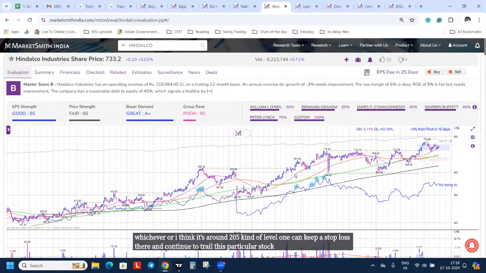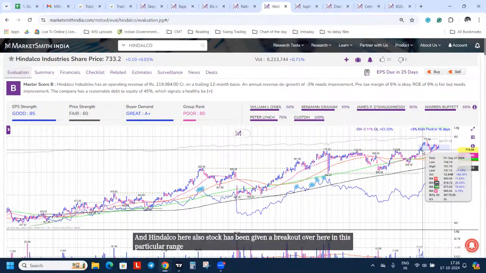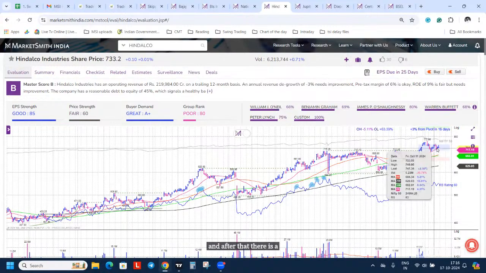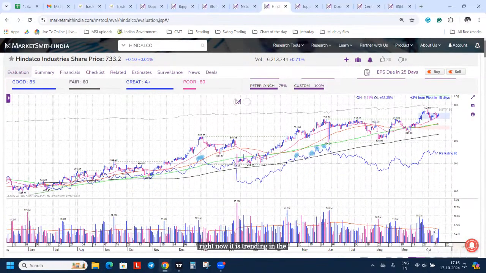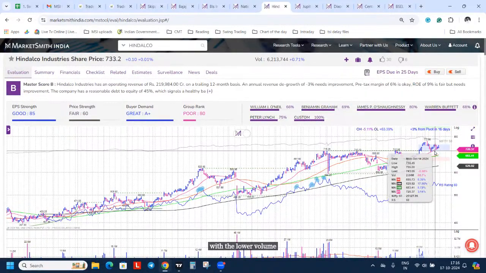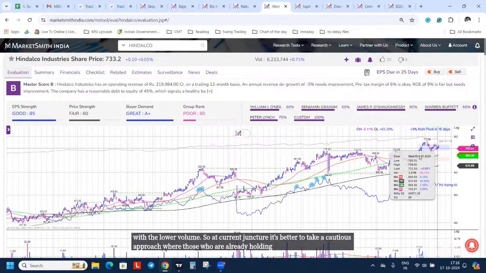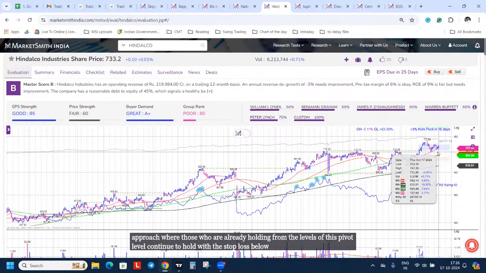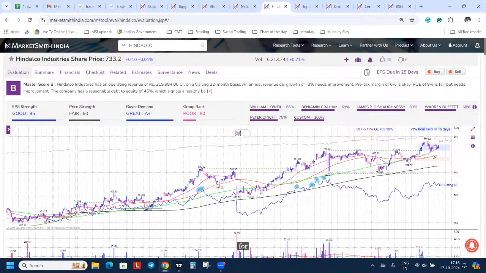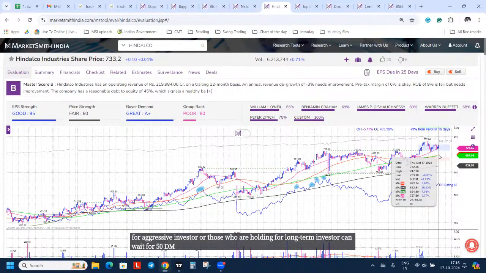And Hindalco, here also the stock has given a breakout in this particular range. After that, there were a couple of retests also. And right now it is trading in a sideways range with lower volume. So at the current juncture, it's better to take a cautious approach. Those already holding from the levels of this pivot level continue to hold with the stop loss below the swing low for an aggressive investor, or those holding for the long term can wait for 50 DMA or 100 DMA for the stop loss.